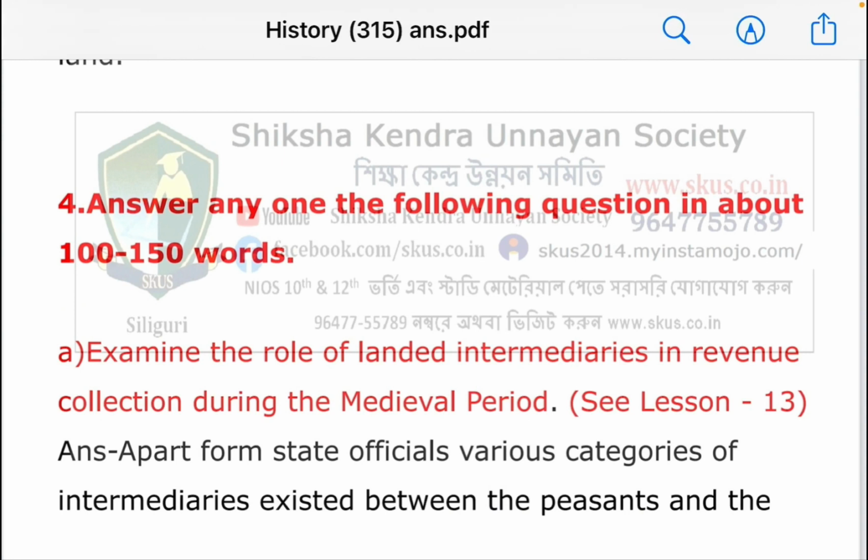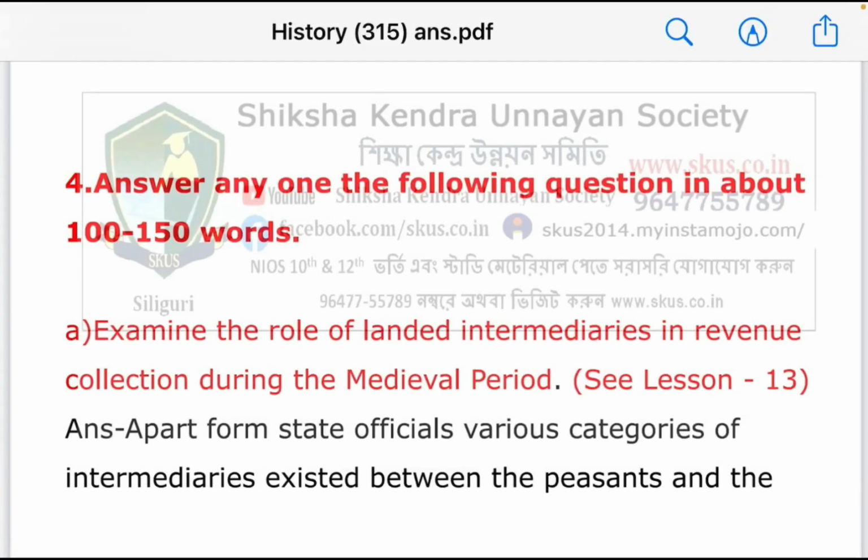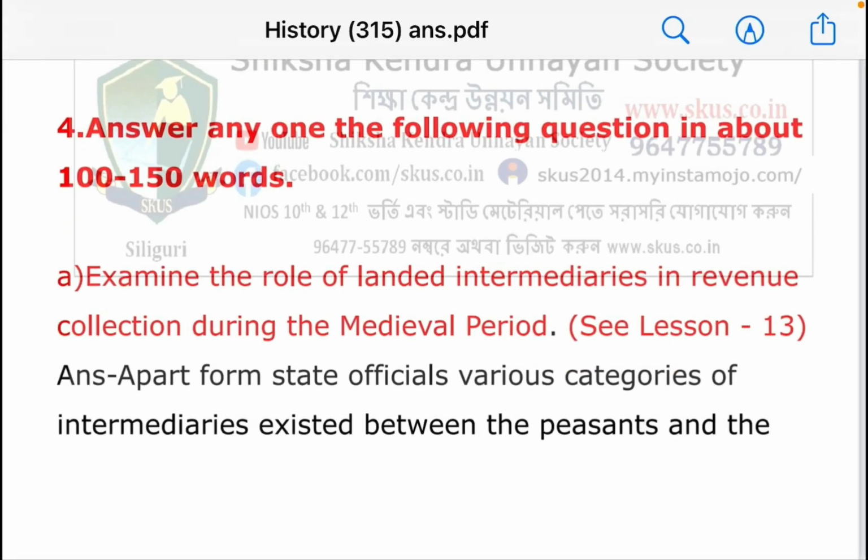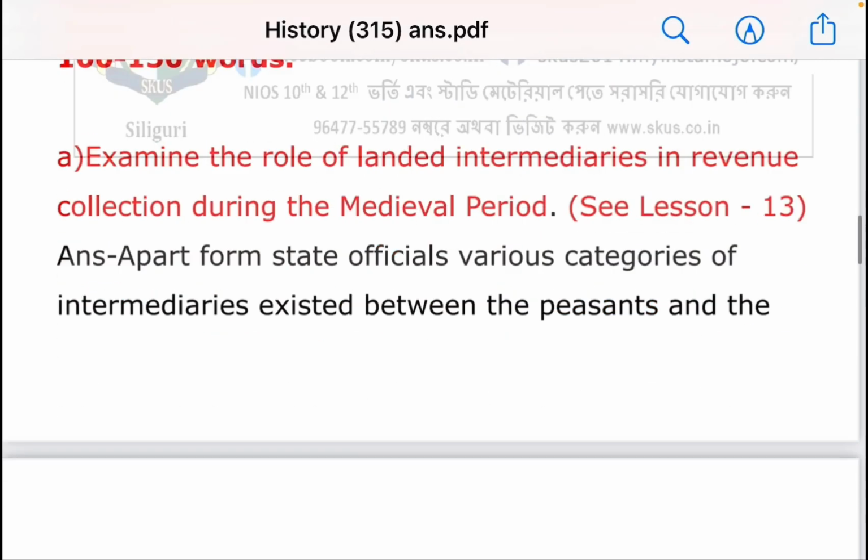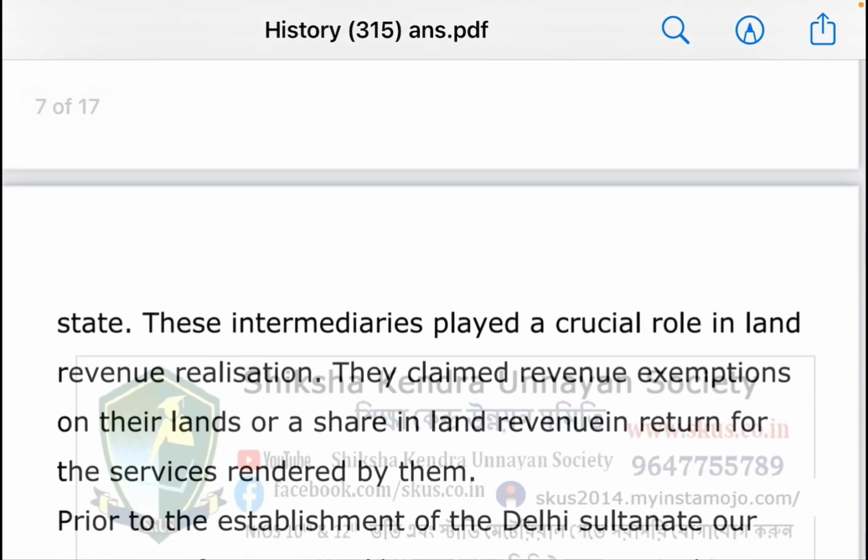Number 4. Answer any one of the following questions in about 100 to 150 words. Here you have to write an answer within 100 to 150 words. Okay. Examine the role of landed intermediaries in revenue collection during the medieval period. Here you have to write the role of landed intermediaries in revenue collection during the medieval period. Okay. Apart from state officials, various categories of intermediaries existed between the peasants and the state. These intermediaries played a crucial role in land revenue realization.